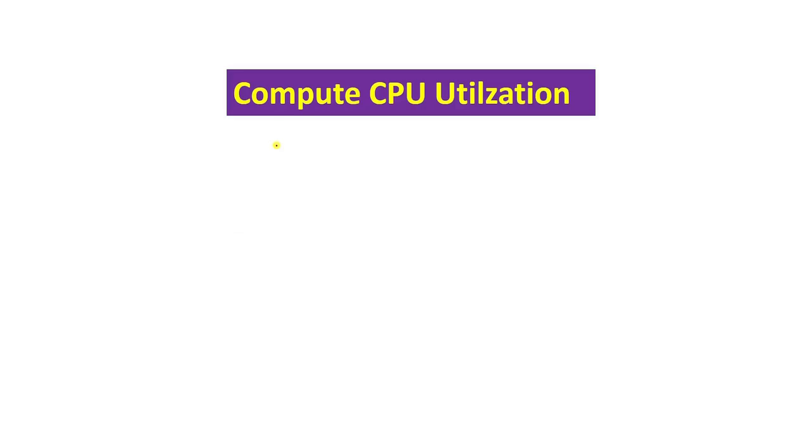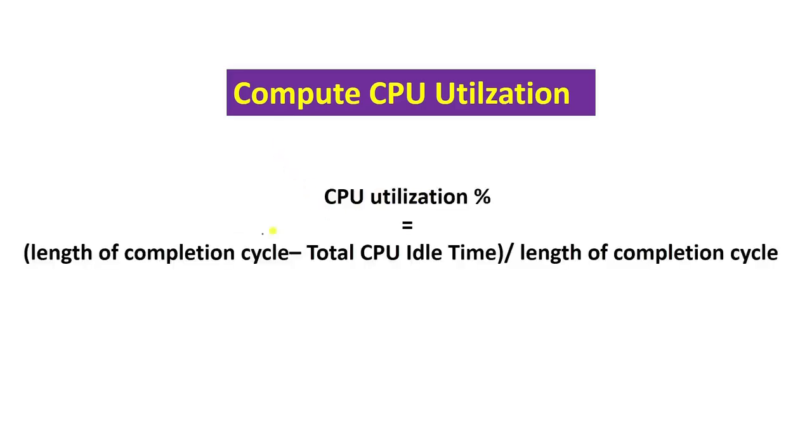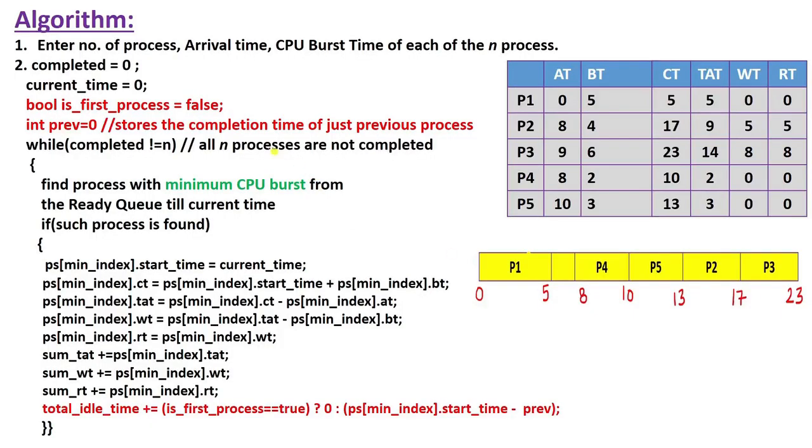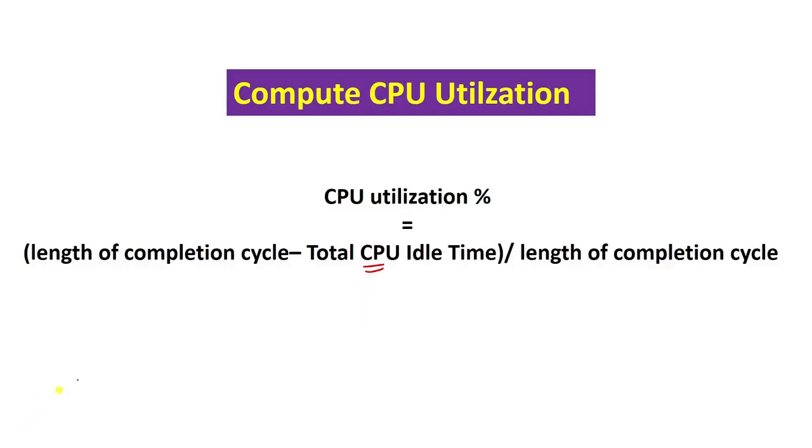So how can we compute CPU utilization? The percentage of CPU utilization is the total length of the cycle minus the CPU idle time, divided by the total length of the cycle. So let's see. Here you can see we are first computing the total idle time. Why? Because in the CPU utilization percentage we have two things to compute: the length of the complete cycle minus the idle time. So let's compute this first.